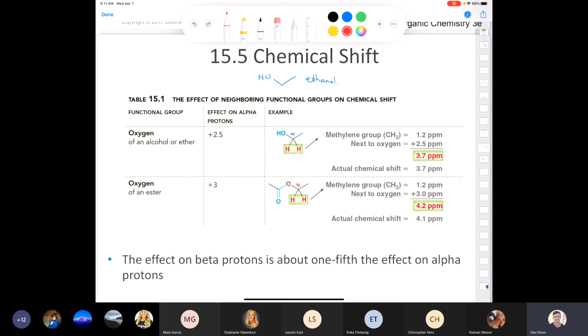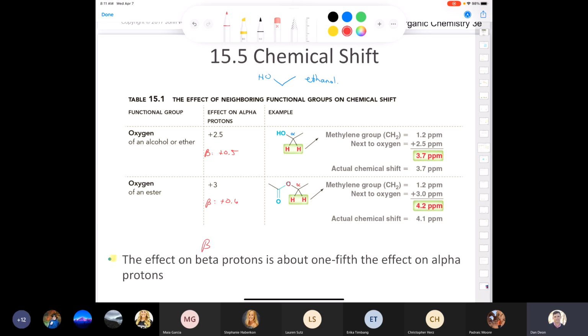Now you see a little bullet point down here at the bottom. It says, what's the effect on beta protons? Beta protons will have about 1/5 of the effect of alpha protons. So what's 1/5 of 2.5? For a beta proton, you're going to have plus 0.5. What's 1/5 of 3? For a beta proton, you're going to add plus 0.6.